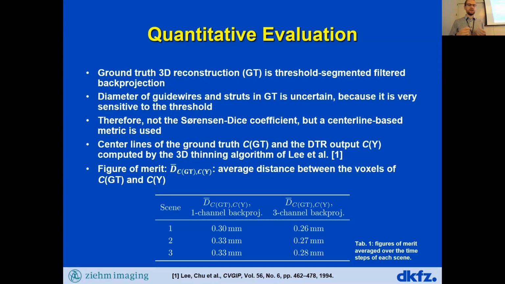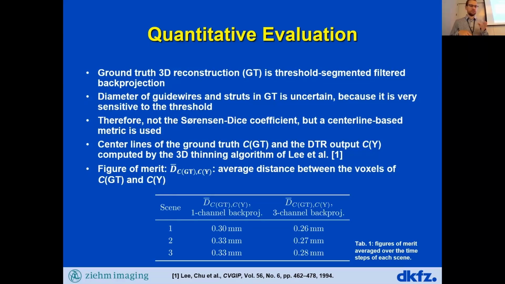We computed these center lines for the ground truth and the DeepTool reconstruction output by using the 3D thinning algorithm of Lee et al. This is also sometimes referred to as skeletonization. The figure of merit we used is the average distance of the voxels in the center line of the ground truth to the center line of the DeepTool reconstruction output. The values of this metric for the 3 scenes can be seen in the table on the bottom.